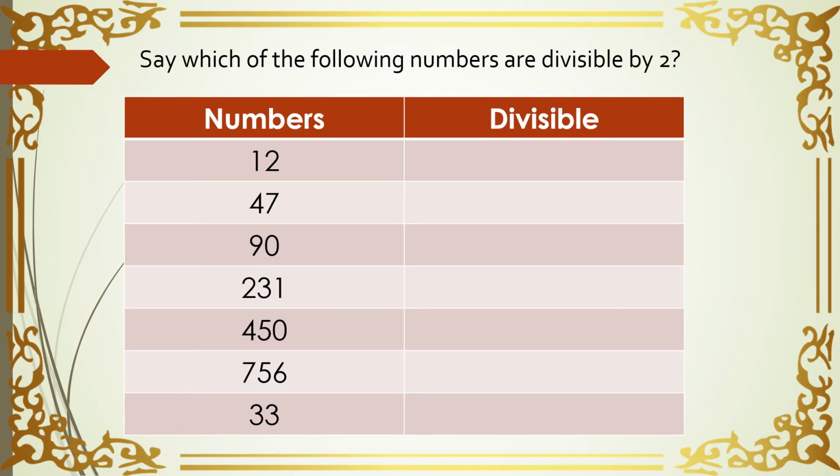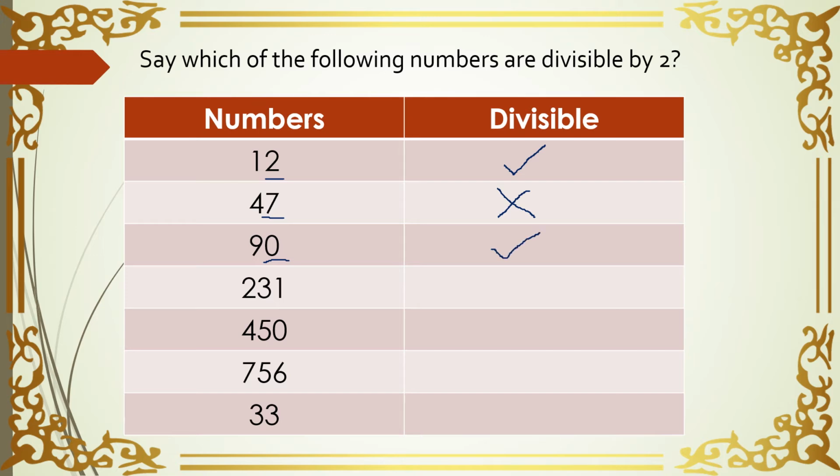So here you have 12 as the number. If you look at the units place, it is 2. So 2 is an even number, that means it will be divisible by 2. Next number we have is 47. So 7 is an odd number, so it will not be divisible by 2. Next you have is 90. Units place mein hai 0. So it means it is an even number. So it will be divisible by 2.